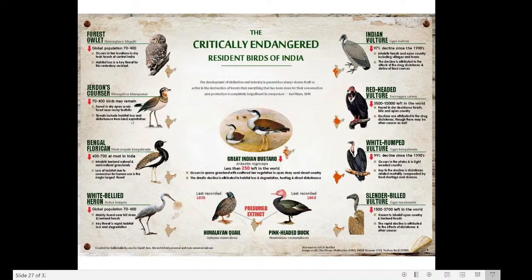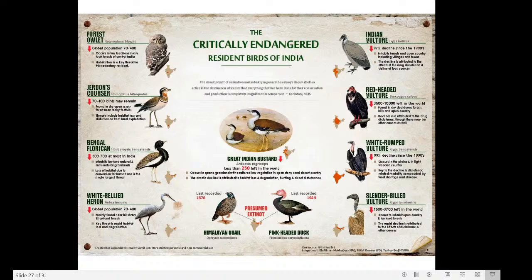This is a rhinoceros petals family. It's also available in Karnataka, Bengal. Flarigons, it's fully present in Bengal. And the white bellied heron, this is all present in the Himachal areas. The Himalayan quail and pink headed ducks are available in the Himalayas.